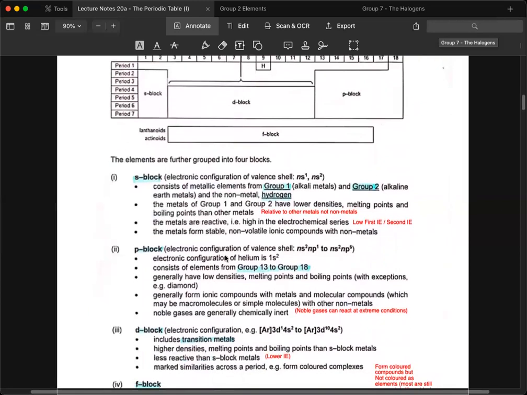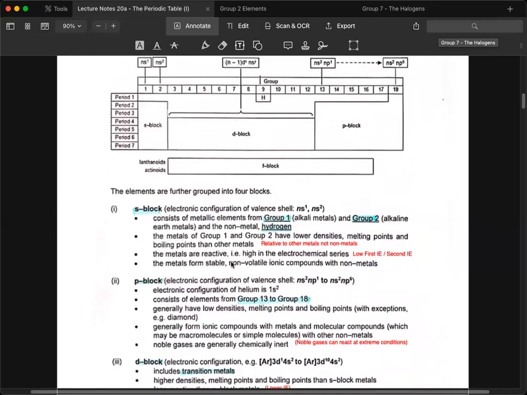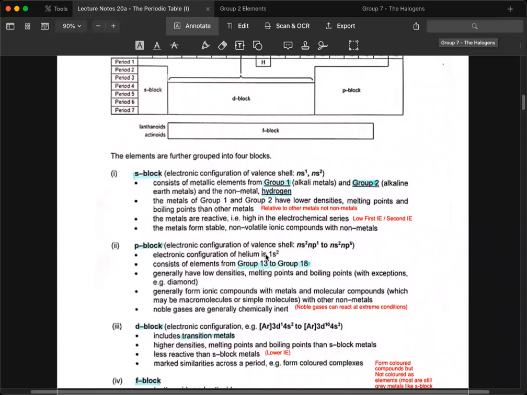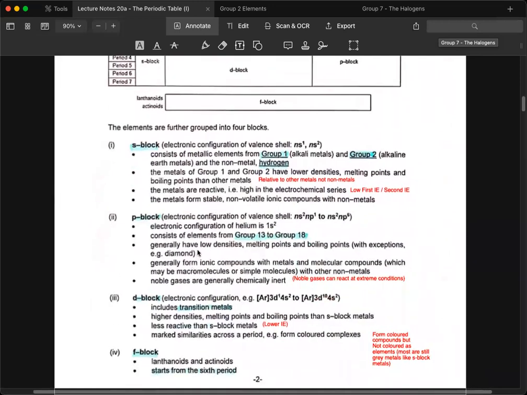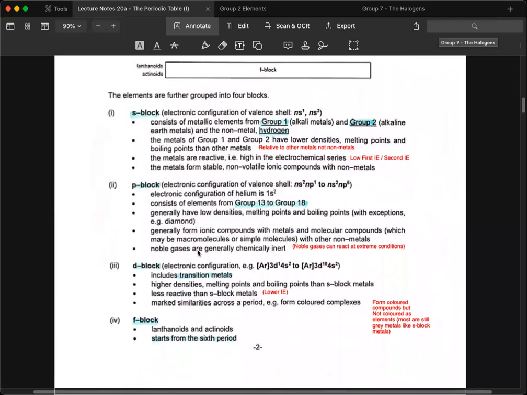As for the P block on the other side of the periodic table, they are the ones with ns2 np1 all the way to np6. Their electronic configuration for helium, in this case, will be 1s2. So that's an exceptional case. P block elements consist of elements from group 13 to group 18. In general, they have low density, low melting point and boiling point. Exceptional cases will be diamond, as well as graphite. In general, they form ionic compounds with metals, and molecular compounds, which could be either macromolecules or simple molecules, with the non-metals. The noble gases in this block are inert, but do note that at extreme conditions, noble gases do react.